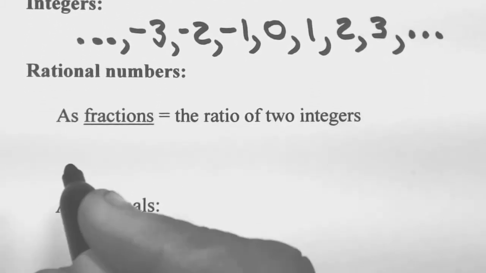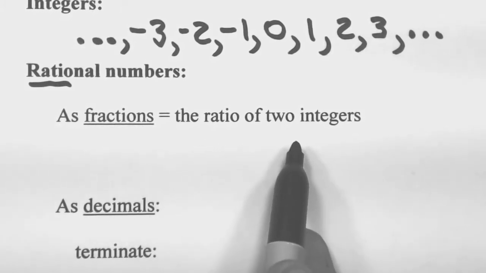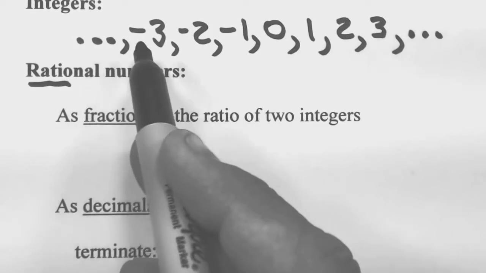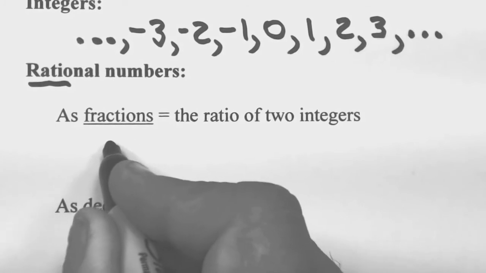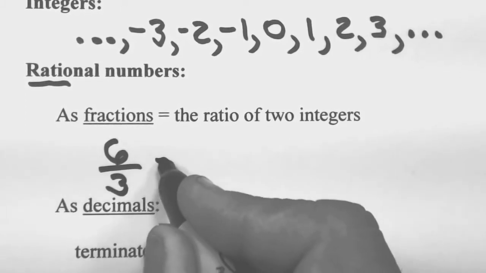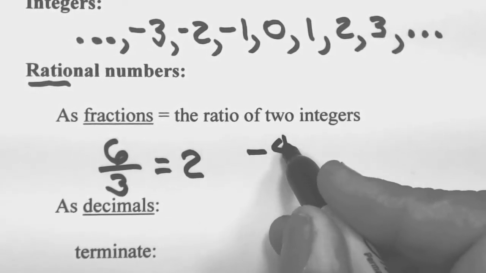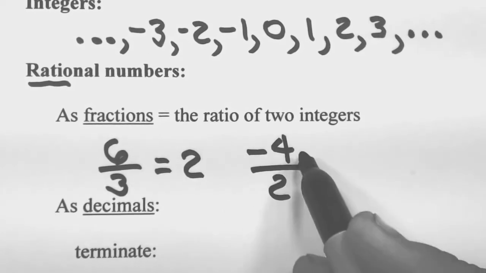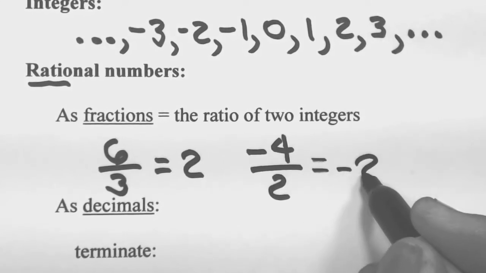Rational numbers, you see in the name rational ratio here, and that reminds you then how they're made. As fractions, they are the ratio of 2 integers. Well, integers can be positive or negative like we had up here. So for instance, I could make a fraction 6/3, okay, and that would be a rational number. Now, of course, we know that can also reduce down to 2 as well. You could also have -4/2. Okay, -4 is an integer, and this would give us, for instance, -2.